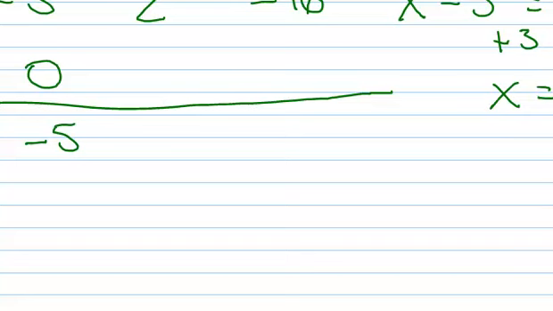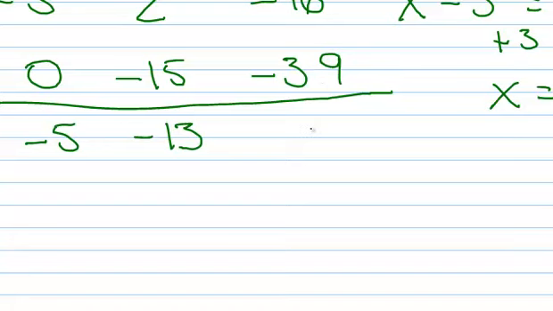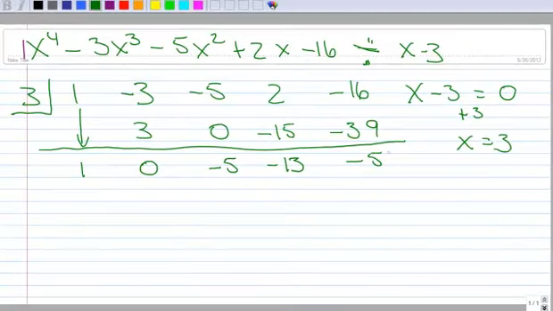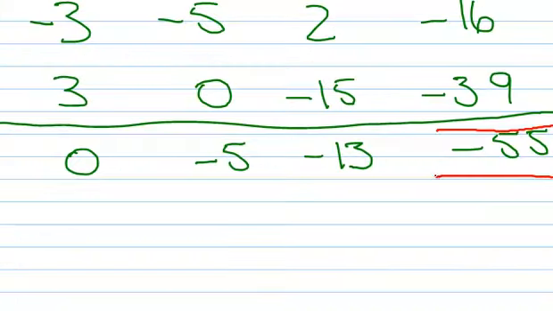And we're going to multiply. 3 times negative 5 is negative 15. And now we add. 2 plus negative 15 is negative 13. And now we multiply. 3 times negative 13 is negative 39. And now we add. Negative 16 plus negative 39 is negative 55. And immediately after you write that negative 55, put a box around it, because that's your remainder right there.